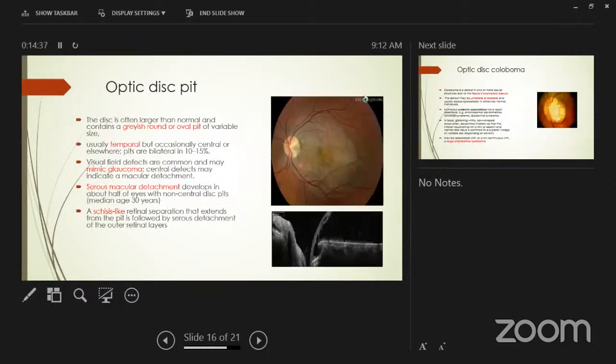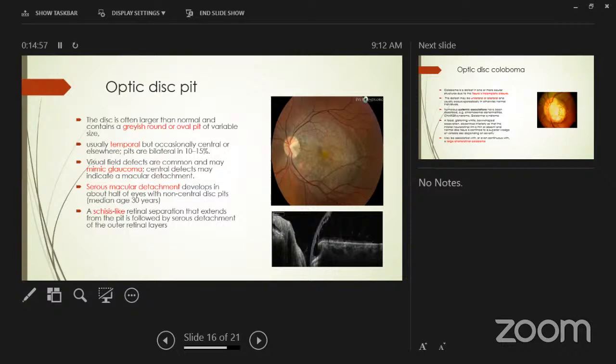Next is the optic disc pit. Here the disc is usually of larger size, and there will be a grayish round or oval pit of variable size, most commonly located temporally, but the location can be variable. And a glaucomatous field defect will be there, which mimics glaucoma in these patients.